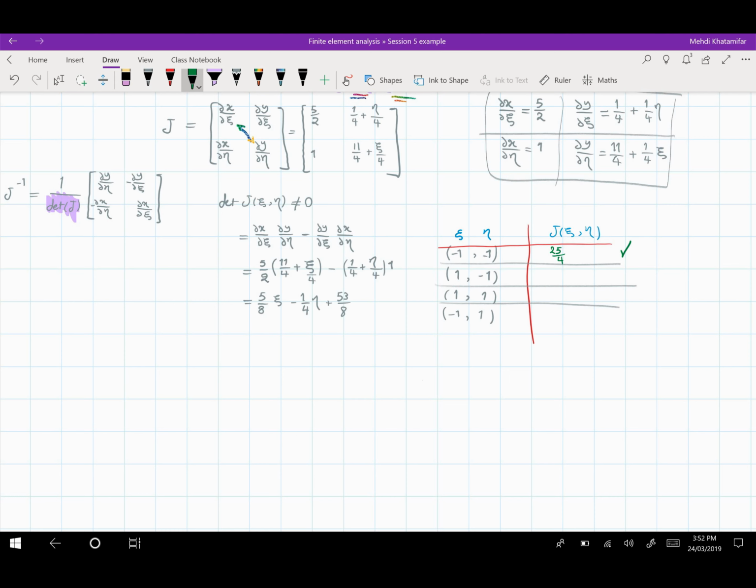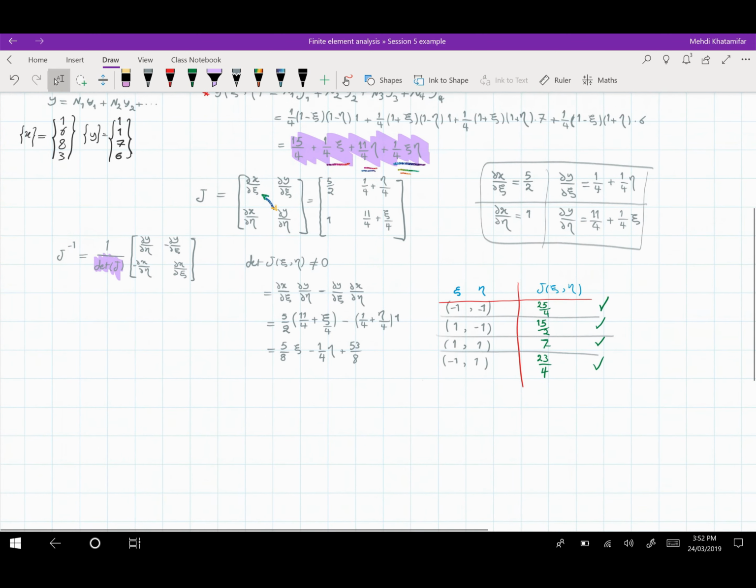For 1 and -1, it is going to be 15/2. For 1 and 1, it is going to be 7. So check. And finally for -1 and 1, it is going to be 23/4. Check. So we have the determinant for this Jacobian matrix, and we can use it later for our calculation.